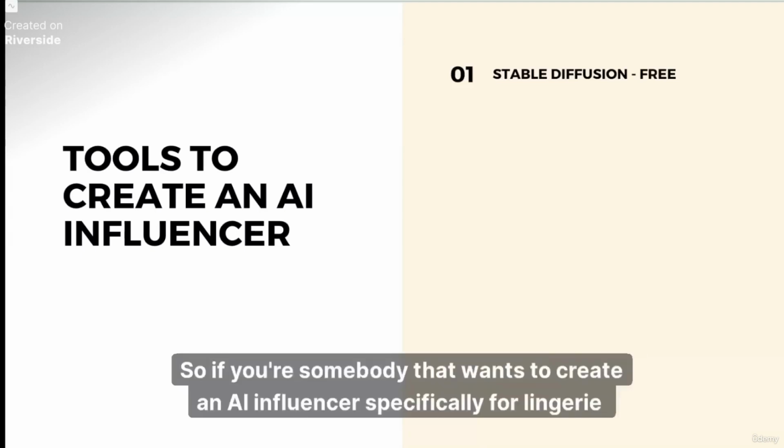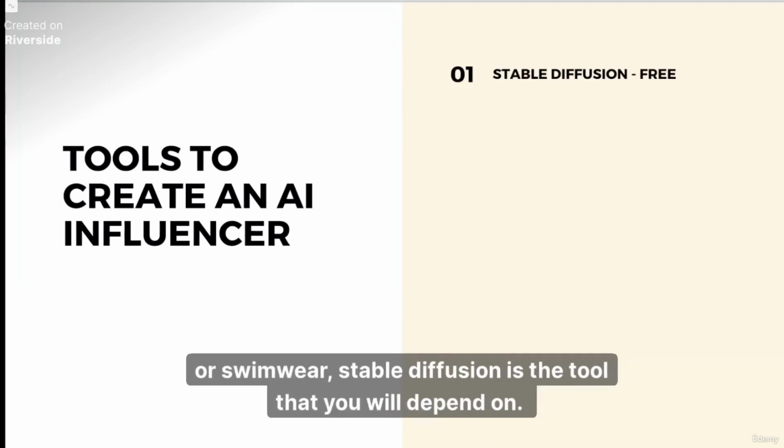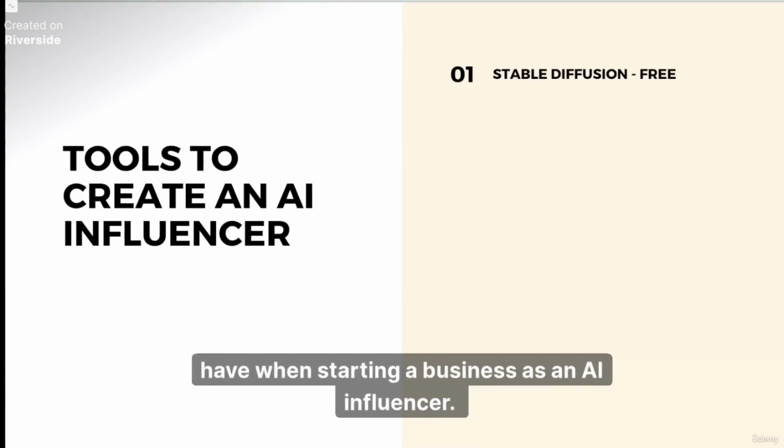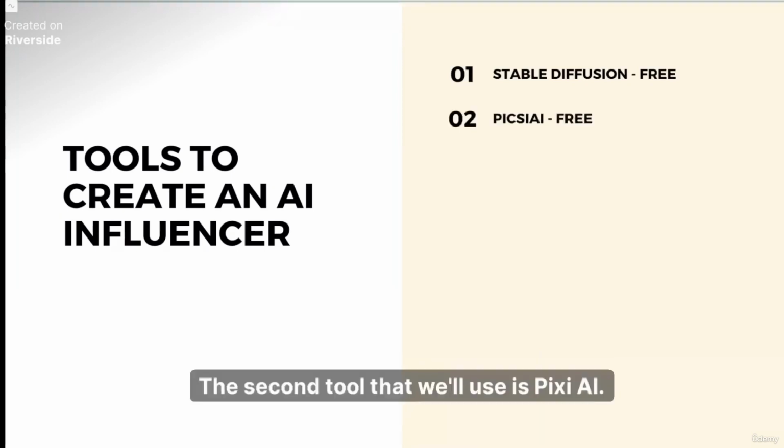So if you're somebody that wants to create an AI influencer specifically for lingerie or swimwear, Stable Diffusion is the tool that you will depend on. I think Stable Diffusion is one of the most essential tools that everybody should have when starting a business as an AI influencer. The second tool that we'll use is Pixie AI.